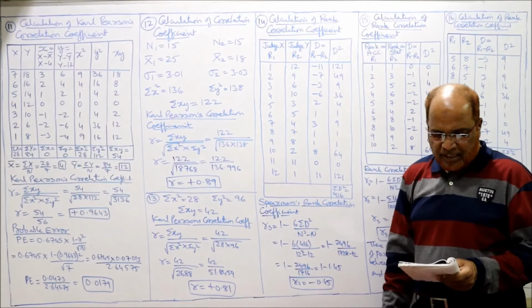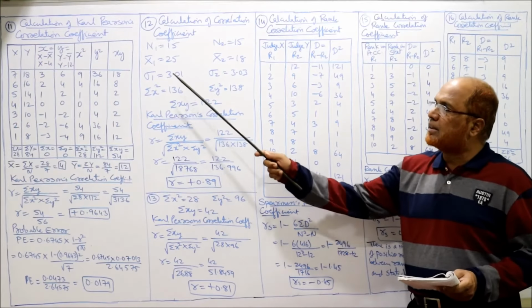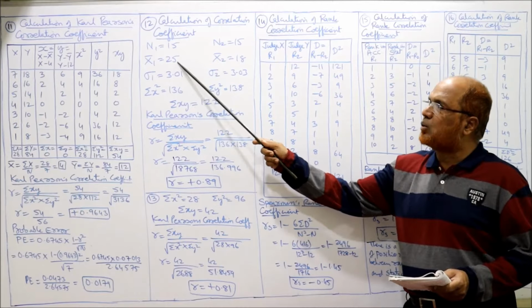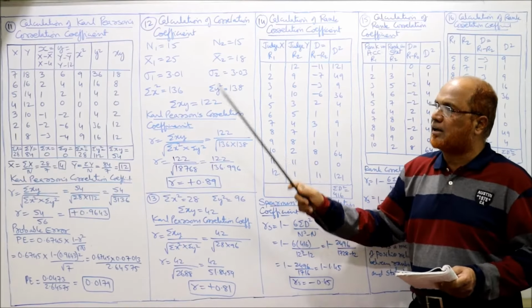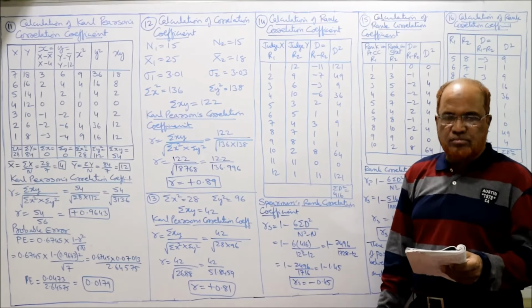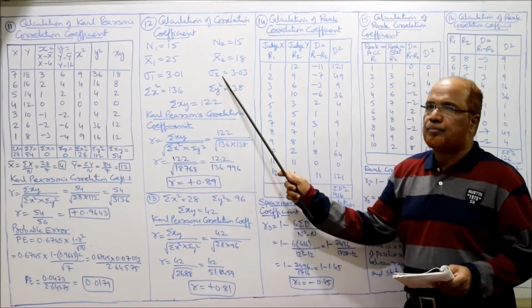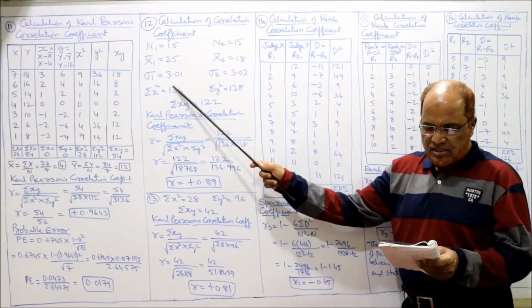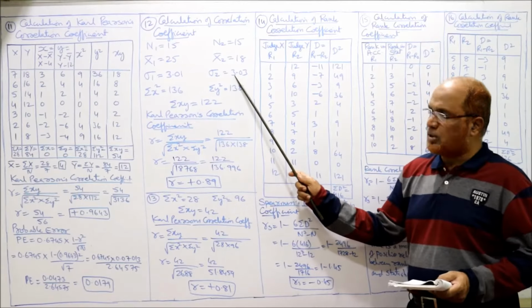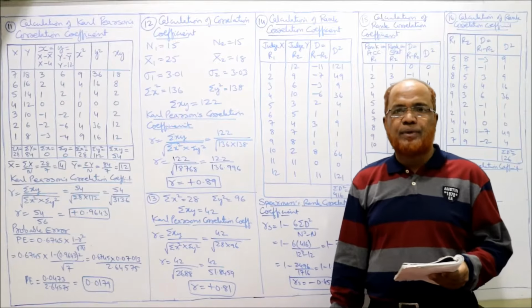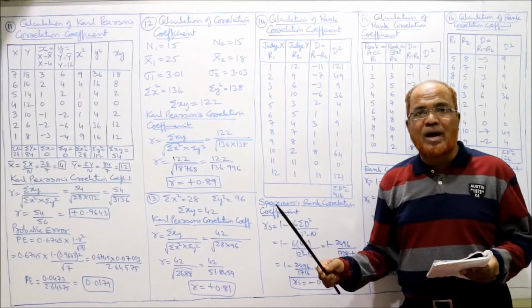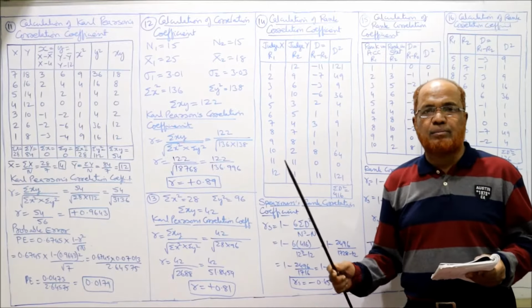Then arithmetic mean. Arithmetic mean means X bar 1, X bar 1 is 25, X bar 2 is 18. Or we can take X bar and Y bar also. Then standard deviation sigma 1, sigma 2. Right? It is given as 3.01, 3.03. And sum of the square of deviations from mean. Sum of the squares of deviations from the mean.